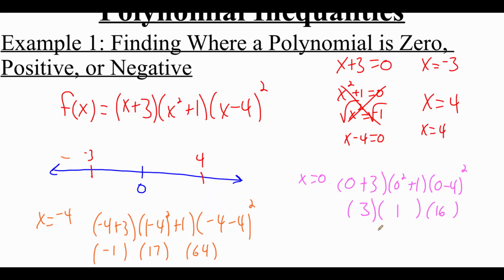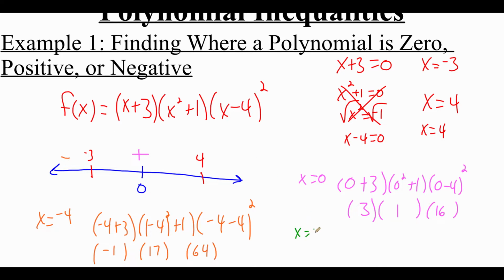Now again, I'm not so much concerned about what the answer is when I multiply all these things together. I just want to know if it's positive or negative. So since I'm multiplying three positive numbers together, my answer is a positive number. So for every x value between negative 3 and 4, no matter what we plug in there, we will always get a positive result.